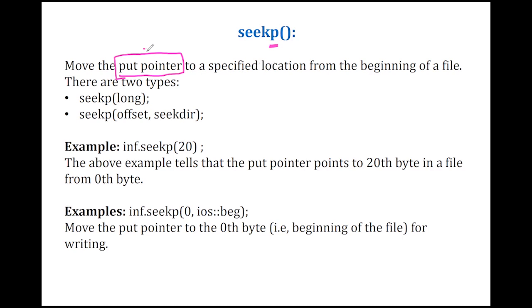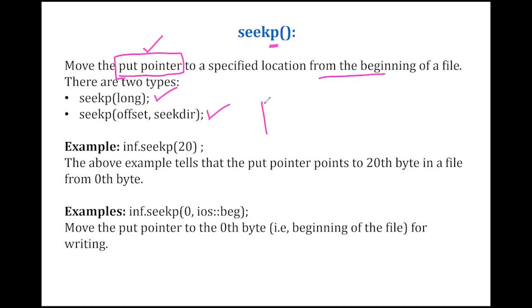So when I say put pointer, it is nothing but writing onto the file. So we will move the put pointer to a specified location from the beginning of the file. Here also, just like our seekg, we have a one parameterized method and a two parameterized method, which work in the same way, except that here we are writing onto the file.